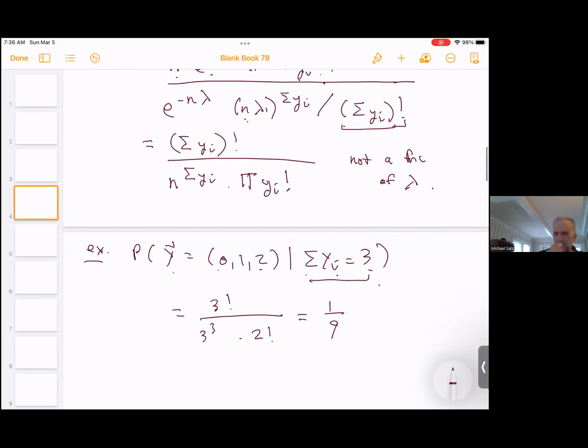I didn't need to know lambda. Interesting, huh? We never knew lambda, but we know that probability.